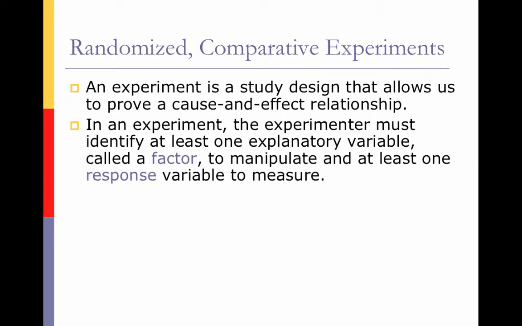So in an experiment, the experimenter must identify at least one explanatory variable, that's your x, which in this situation we call a factor. You end up manipulating the factor, and then you have to have at least one response variable to measure. So again, your response variable would be considered the y variable. For example, if you're testing migraine medicine, the amount of medicine would be your explanatory variable. That's your factor. Your factor is the medicine. You're going to manipulate that. You'll give some people a full dose, maybe a half dose, maybe some people won't get any. The response variable would be how much relief they get from that medication.